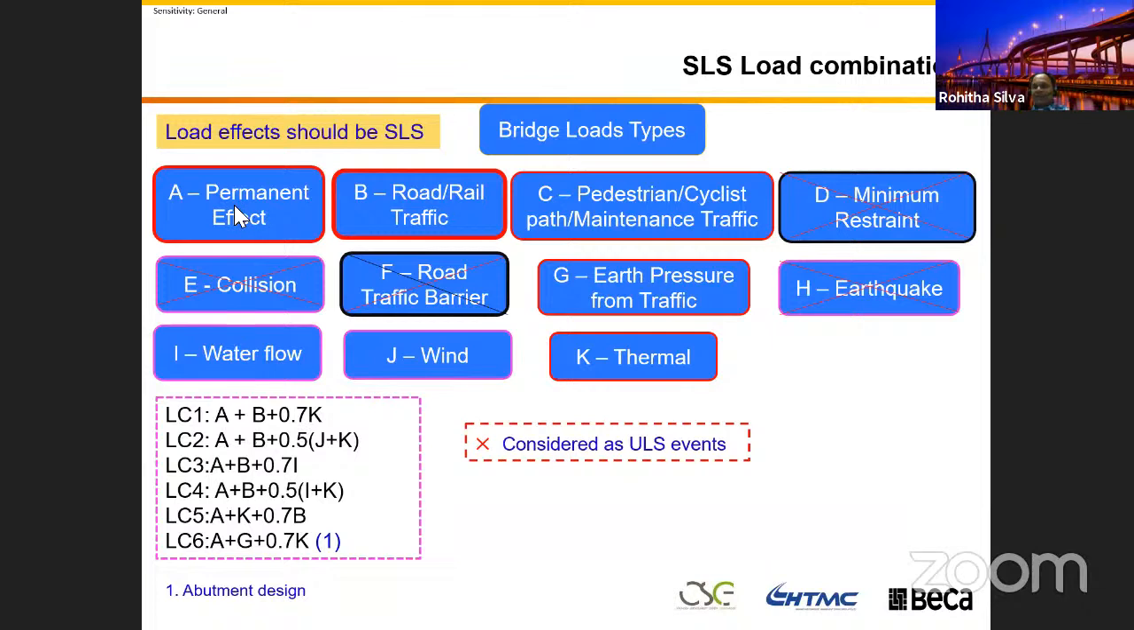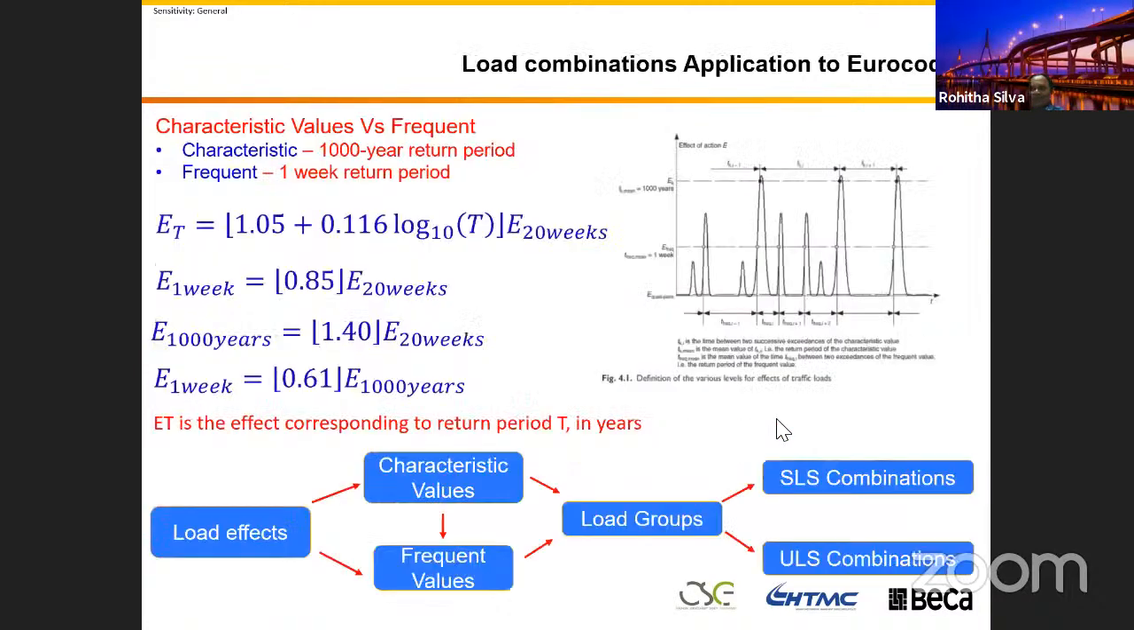And you can combine the traffic, permanent effect and traffic with two transient effects, thermal and the wind. But you have to use different factors. And then we can generate the combinations like that. There are not so many combinations. When you design most of the bridges, combination 1 and 2 are governing most of the time. It doesn't matter what code you use in the design.